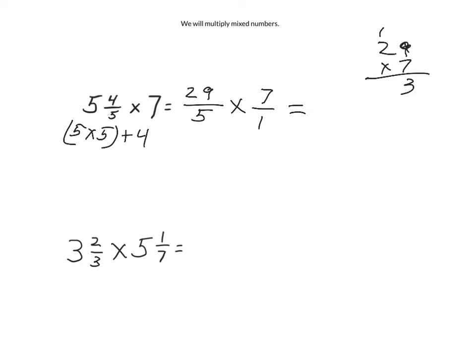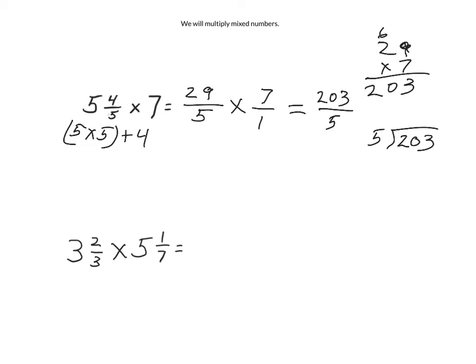is 203. And 5 times 1 is 5. Now we have an improper fraction, so now we've got to change it back to a mixed number. So 203 divided by 5.